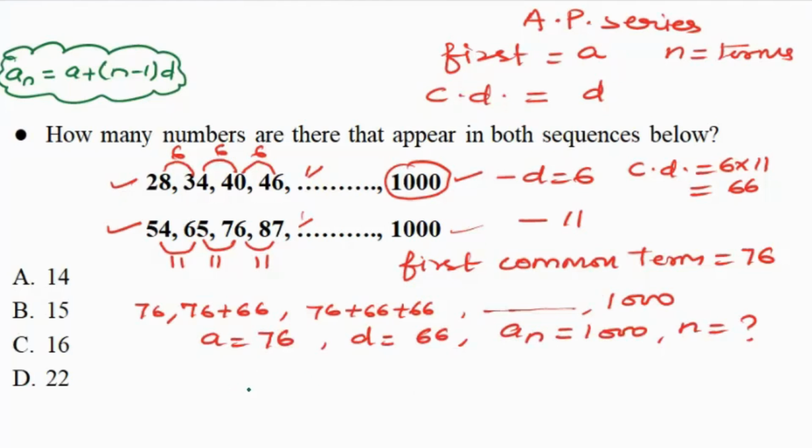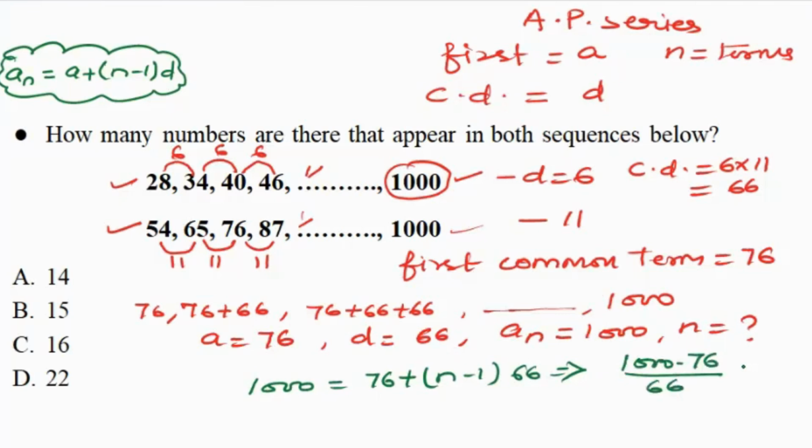So an is equal to what? 1000. a is 76 plus (n minus 1) into d, which is 66. When we solve it, we will be getting what? (1000 minus 76) divided by 66, plus 1. That has to be the value of n. When we solve it, we will be getting 15. After solving the entire equation, we will be getting 15.